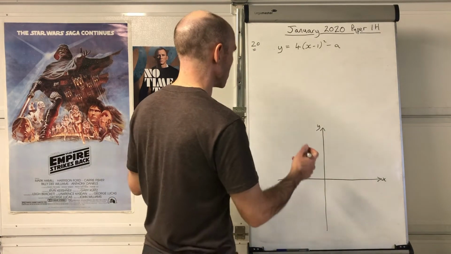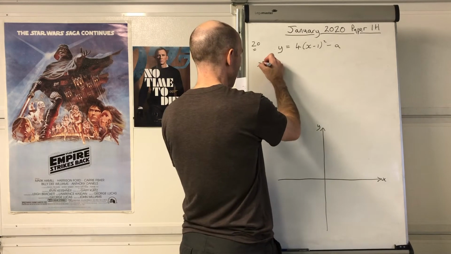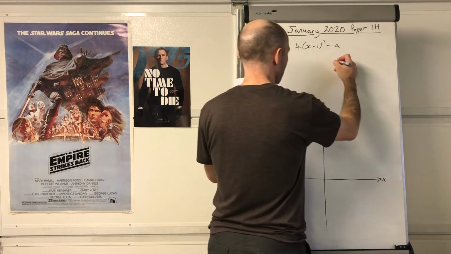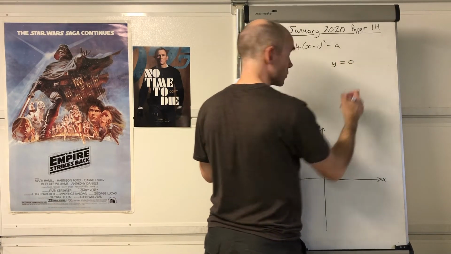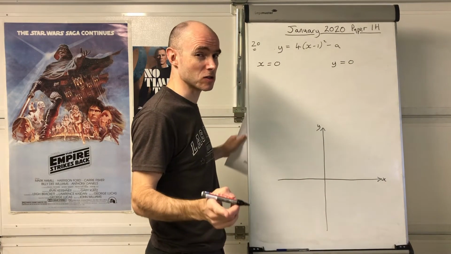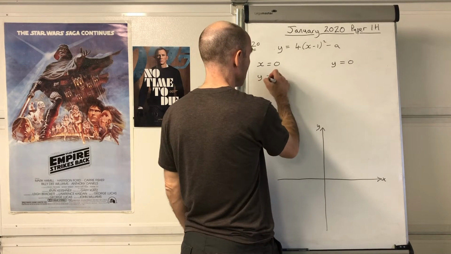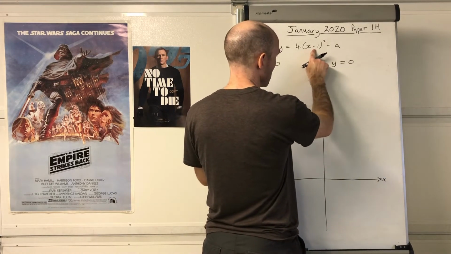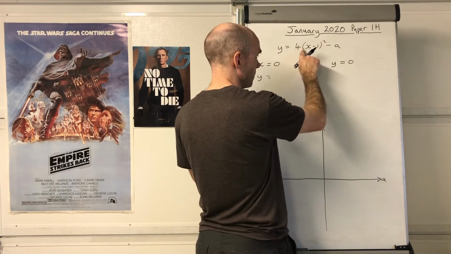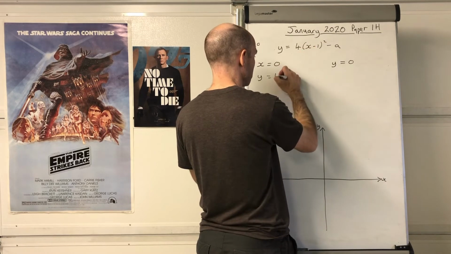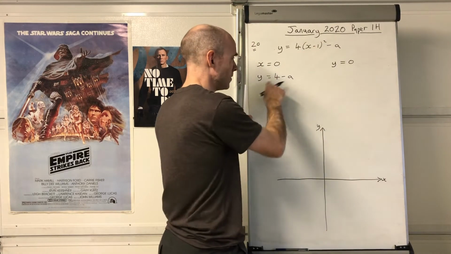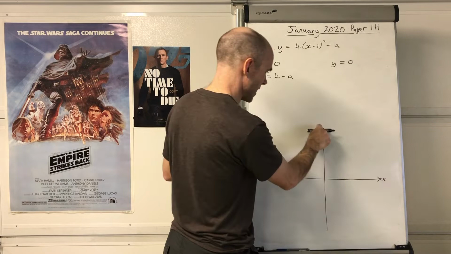What it's asking you to do is consider what happens when x is 0 and when y equals 0. That's a really good starting point. So start there. When x is 0, what happens? You've got y equals negative 1 squared, which is 1, times by 4. So 4 subtract a. Now, where does that go on the y-axis? Is it here, here, here?